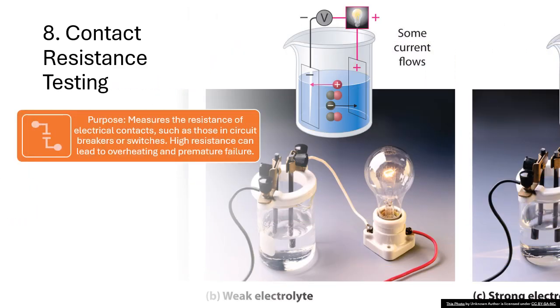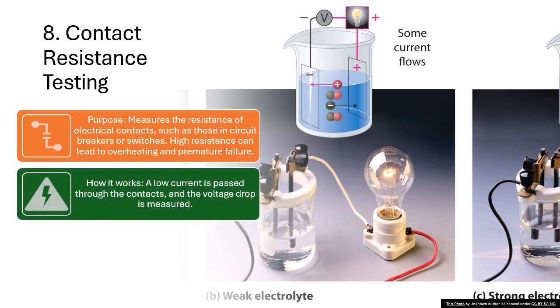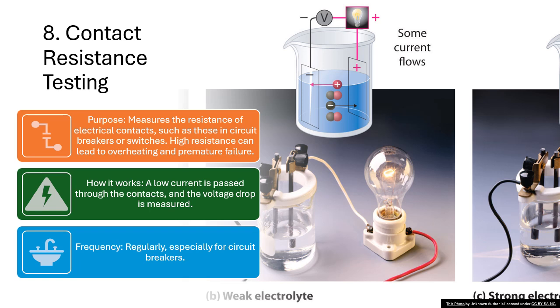8. Contact resistance testing. Purpose: measures the resistance of electrical contacts, such as those in circuit breakers or switches. High resistance can lead to overheating and premature failure. How it works: a low current is passed through the contacts, and the voltage drop is measured. Frequency: regularly, especially for circuit breakers.